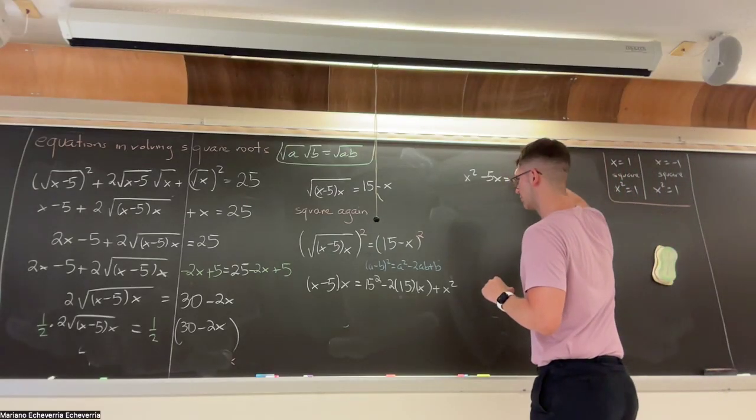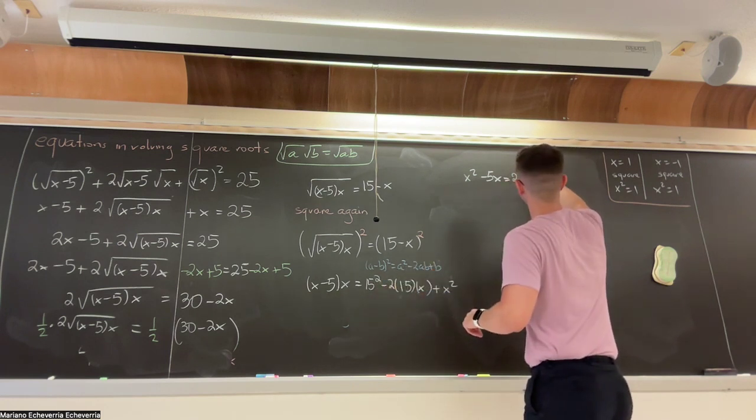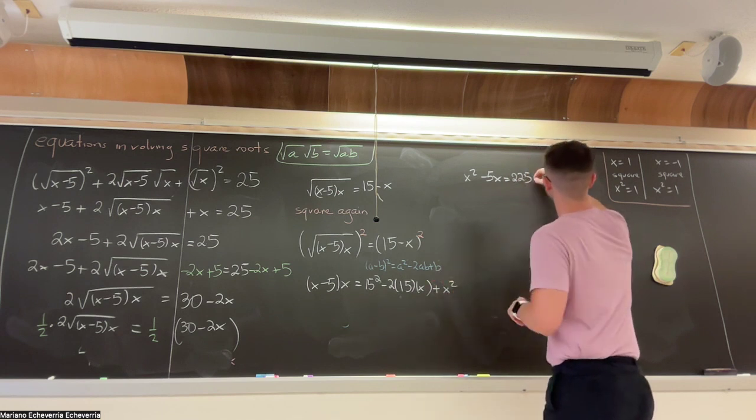Equals. What is 15 squared? It's 225, I think. Right, yeah, 225. So minus 30x plus x squared.